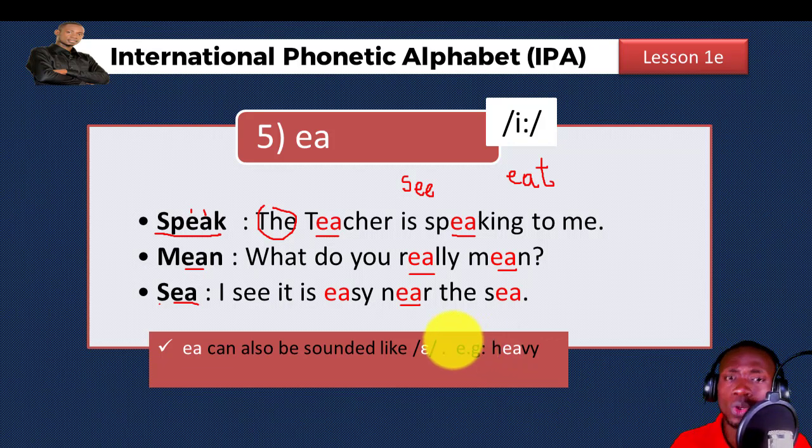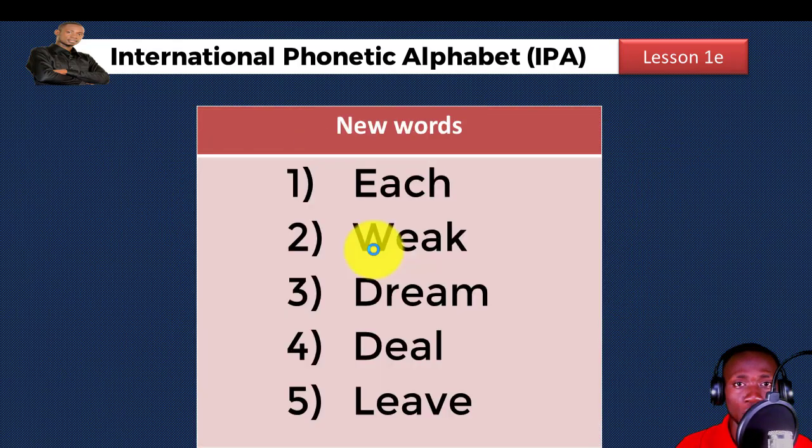Okay, now I'm going to give you some vocabulary. Some words that have the E sound in them. Now I say each. Each one. Each one.